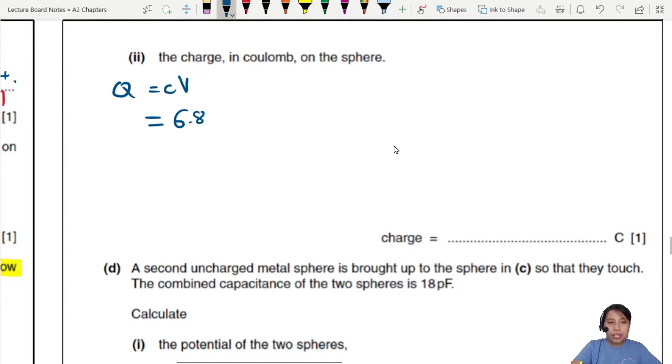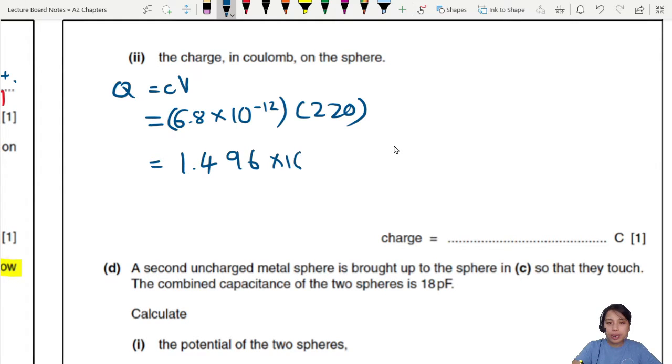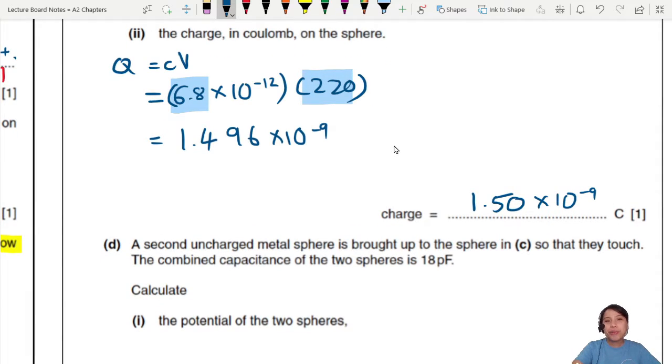So 6.8 pico, negative 12. You forgot already? Go and refresh a bit. Volts is 220 on the sphere. So that will give us 1.496 times 10 negative 9. Final answer, how many SF to write? 2 SF. Okay lah, 2 or 3 SF also can. So I'll just put 1.5. You know, 1.50, why not? It's technically the same thing, but okay. 1 mark here. So this is just A1.